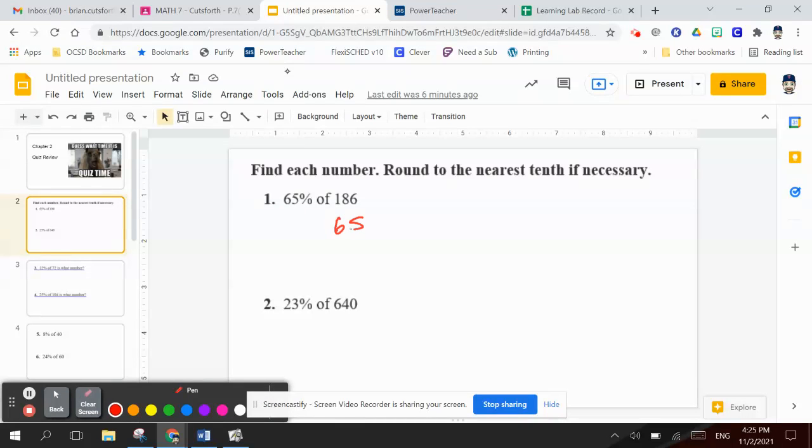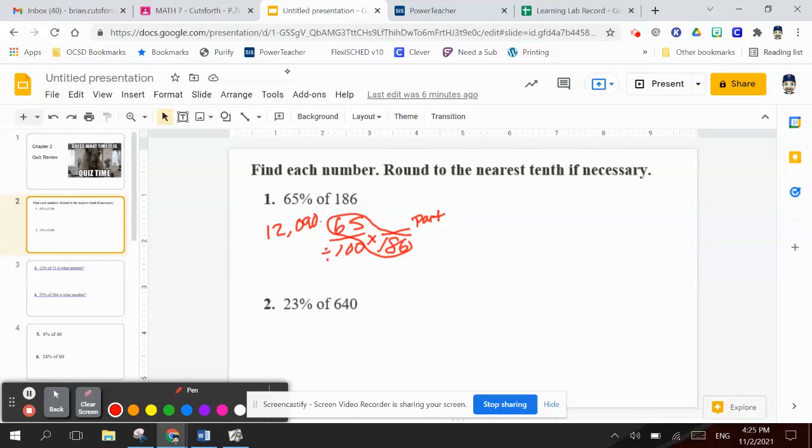65% is 65 over 100 of 168. So 168, sorry, is my whole number. So to find our missing number up here, what's our part? I'm going to multiply 65 times 168. So 168 times 65 is 12,090. And I'm going to divide that by my denominator of 100.